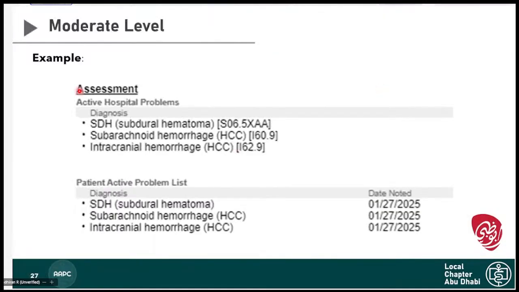For example, here they documented SDH, subdural hematoma, subarachnoid hemorrhage, and intracranial hemorrhage. What will happen if the provider does not treat these conditions well? Definitely it will lead to paralysis of the patient, or brain death, or coma also. That is the reason additional organ examination is required.